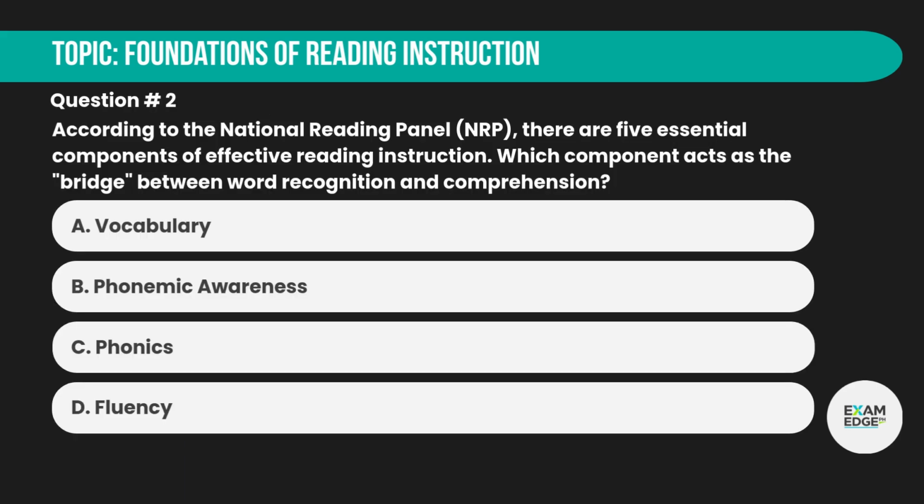Question number 2. According to the National Reading Panel, NRP, there are 5 essential components of effective reading instruction. Which component acts as the bridge between word recognition and comprehension? A. Vocabulary. B. Phonemic awareness. C. Phonics. D. Fluency.